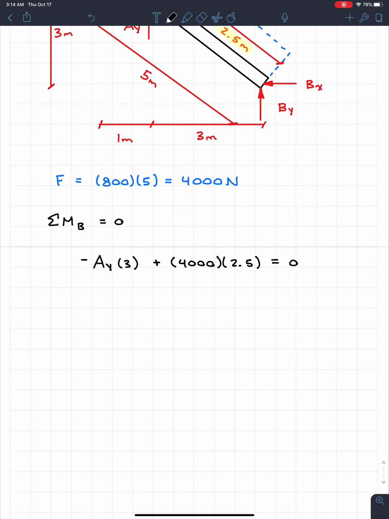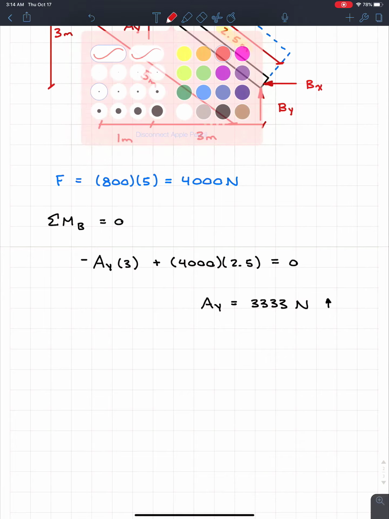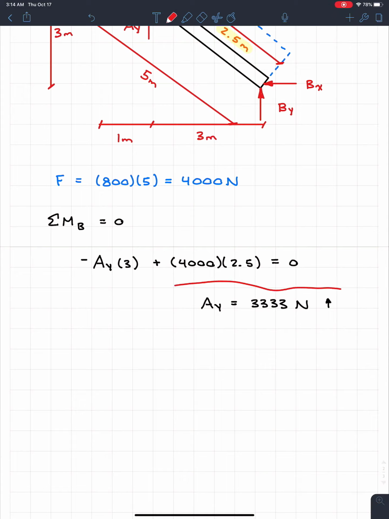If we do all the math, what we get is Ay is equal to 3,333 newtons, and the direction for that is upwards. So we already have one of the unknowns, and we didn't even have to solve for the beam being diagonal.